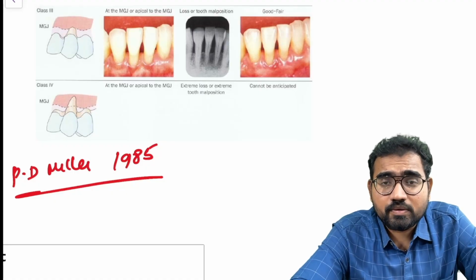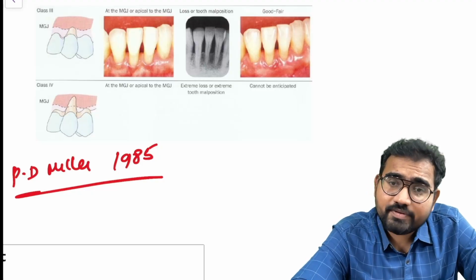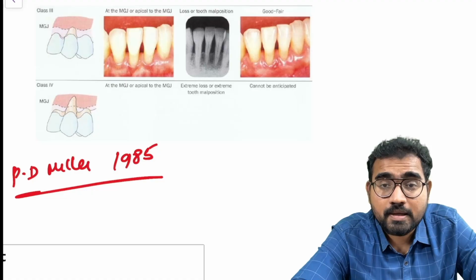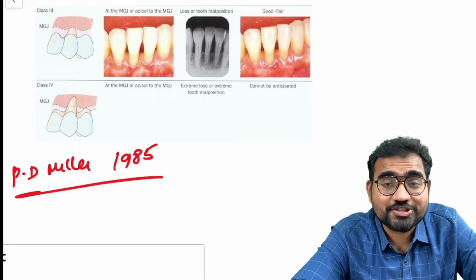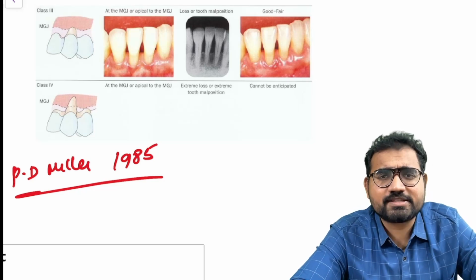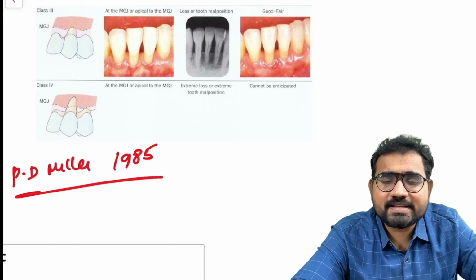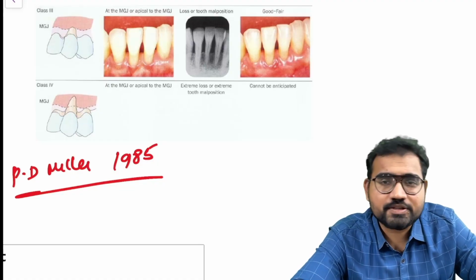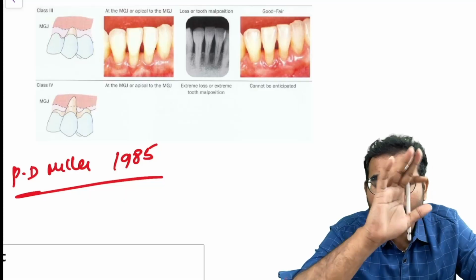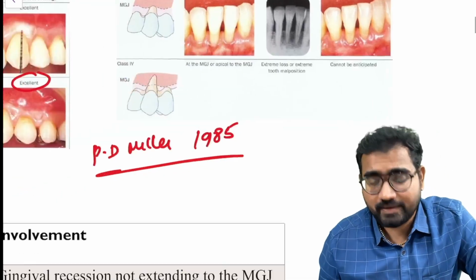See, I'll tell you a scenario. You just tell me what classification of recession it will come under. Patient having marginal tissue recession that does not extend to the mucogingival junction, and there is interdental bone loss. You cannot classify them. So that is also one of the drawbacks. It didn't specify the exact scenario when it should be class 1, class 2, class 3, class 4. Just based on the mucogingival junction, he gave the entire classification. But overall this is the universal classification followed for gingival recession. It's given by PD Miller, 1985.